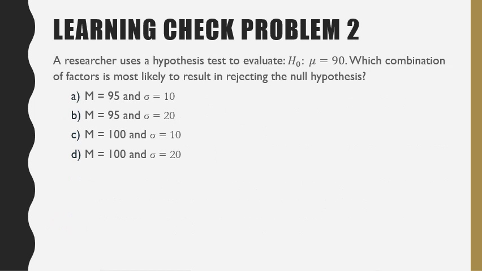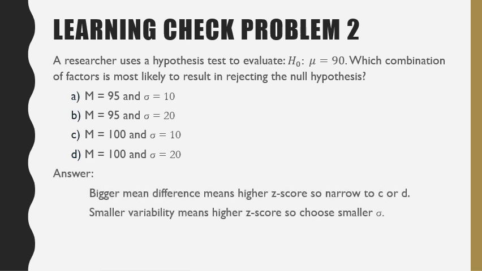All right, learning check problem 2. A researcher uses a hypothesis test to evaluate the null hypothesis that the mean is equal to 90. Which combination of factors is most likely to result in rejecting the null? So let's think about this. A bigger difference between M and mu means a higher z-score. So a mean of 100 is definitely more different than a mean of 95 when you're comparing it to the population mean of 90. So your answer is going to be either C or D.